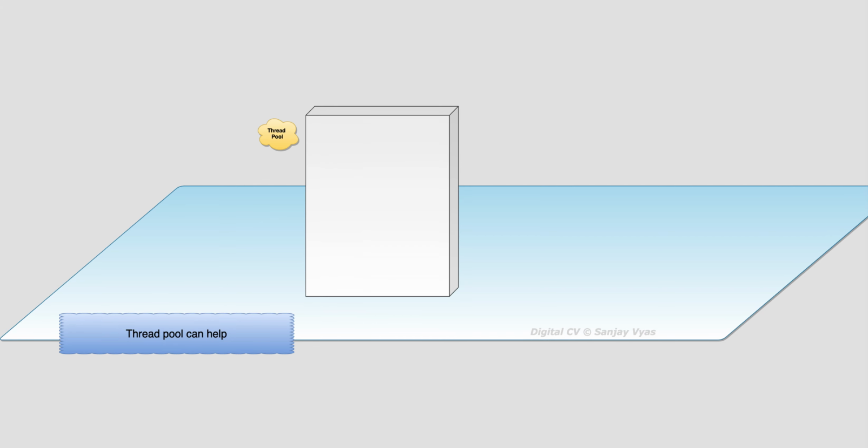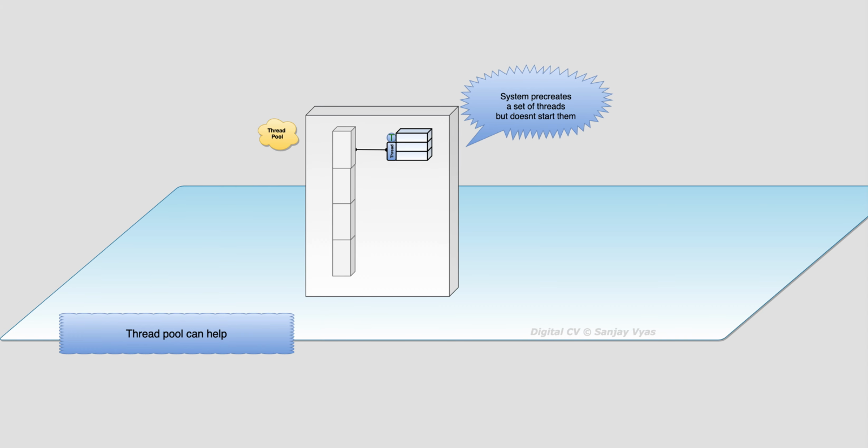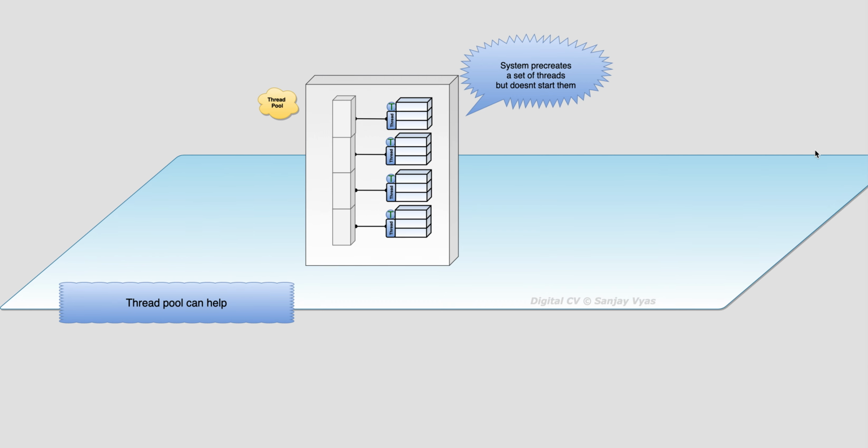A thread pool is basically a set of threads which are pre-created but not started. These threads are added to a list and they are ready to execute whenever we need them. This solves the problem of how many threads are good enough. The system decides how many threads, and we decide when we want to use them. So let's see how we can use these threads in our application.